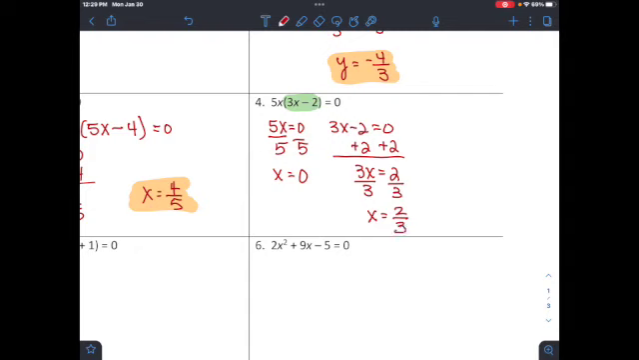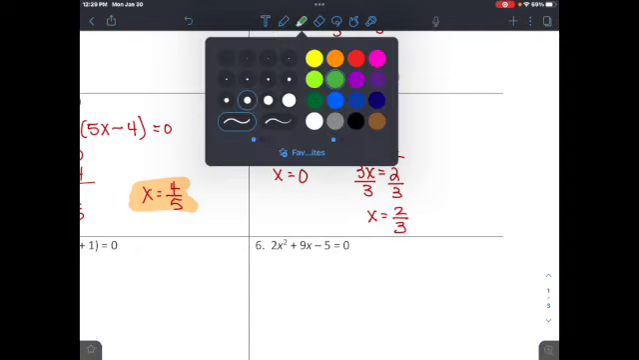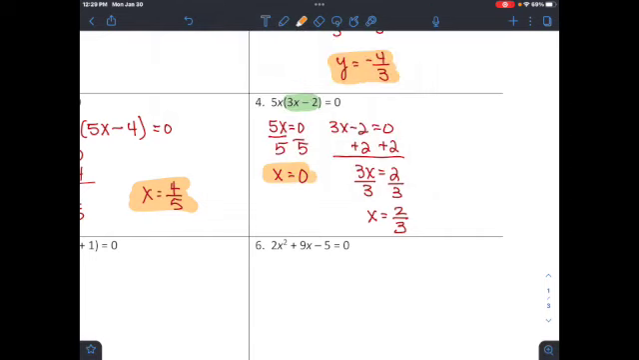And that will be your answer. One of them is x equals 0, and the other one is x equals 2 over 3.